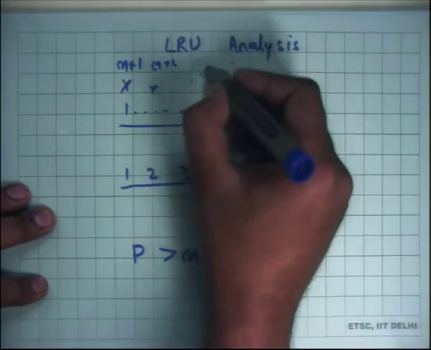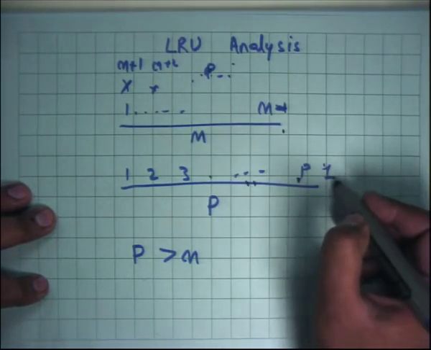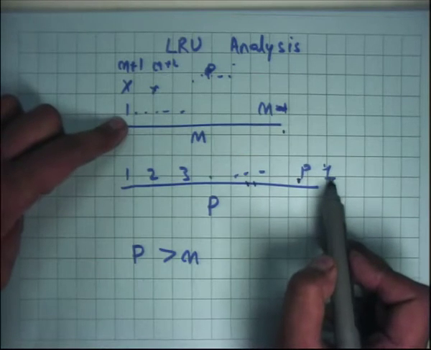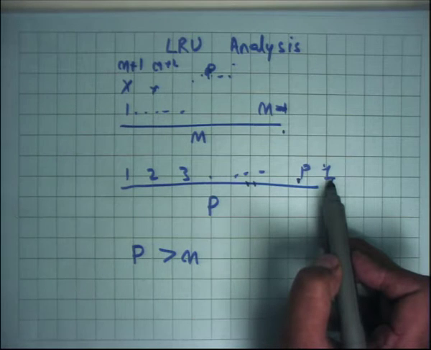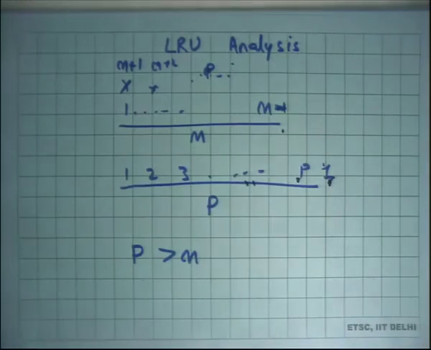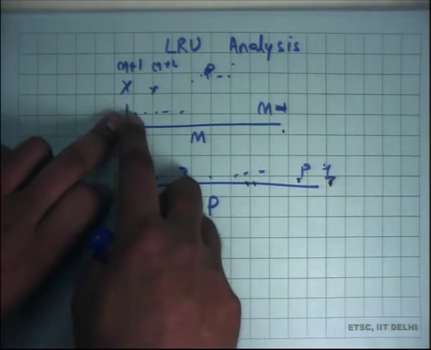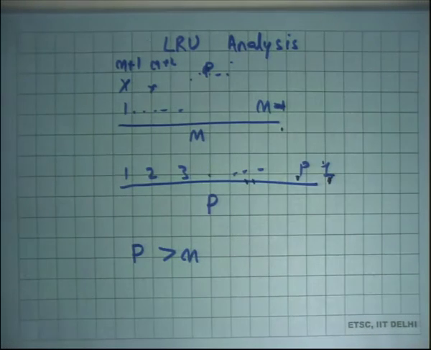Till P minus 1 and P, and then you access 1 again. The problem is that 1, the page that you replaced, is also the page that you are going to access. So here's a case where past is not equal to future. The page that was accessed least recently is actually the page that will be accessed closest in future. In this case, instead of replacing 1, it would have been better to replace the page M, because M is the page that is going to be accessed latest in future.